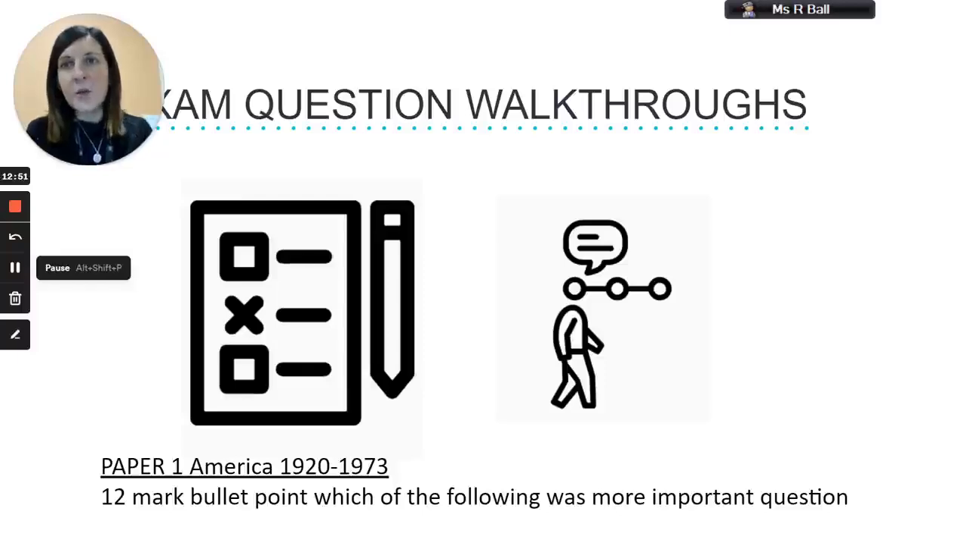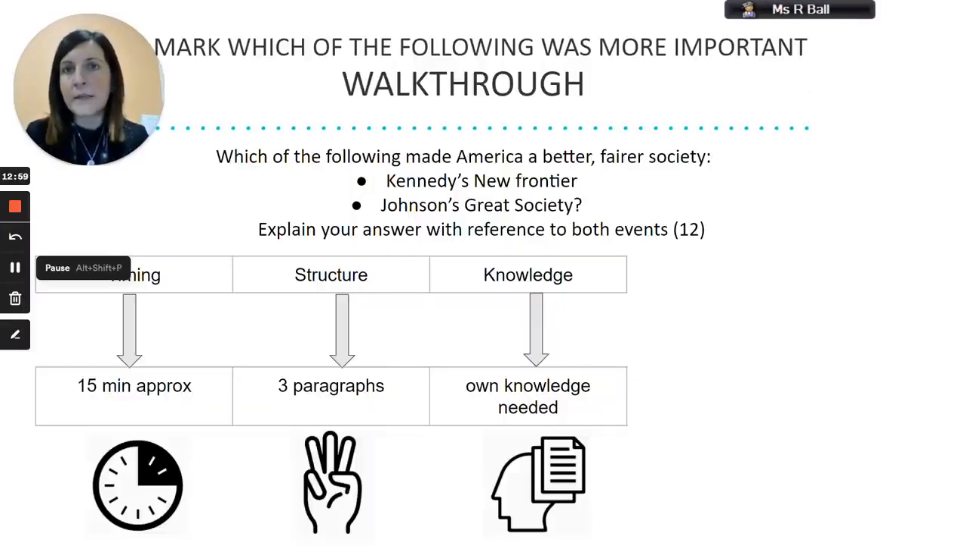The last question that you will get on the America topic is a 12-mark essay question. And this is a question where you will be given 2 bullet points to help you answer a question. This question, being 12 marks, will take you about 15 minutes to answer, should be 3 paragraphs, and you will need quite a bit of your own knowledge. You will be required to write quite a lot in depth from your own knowledge.